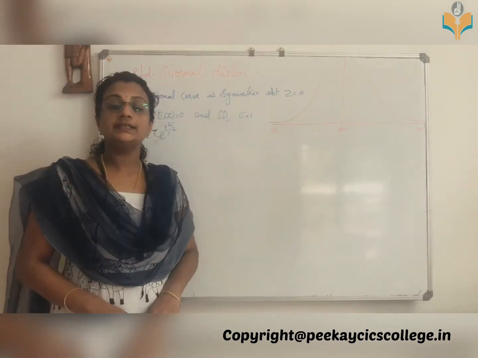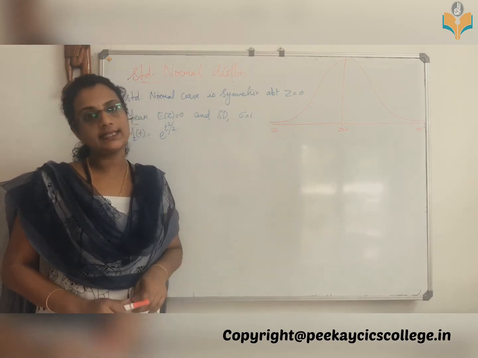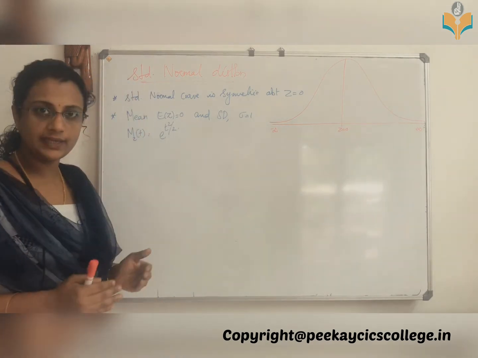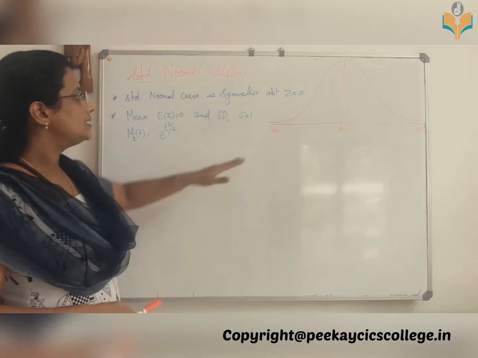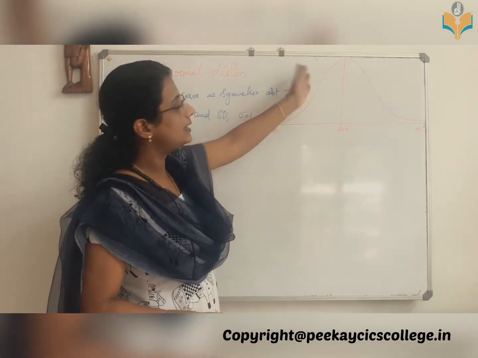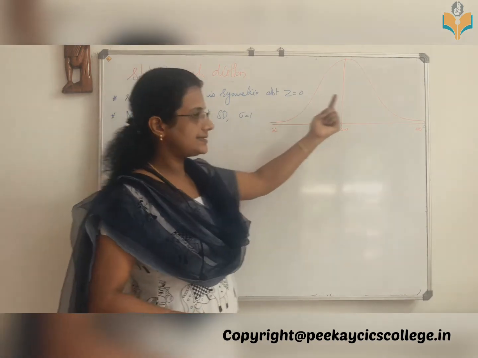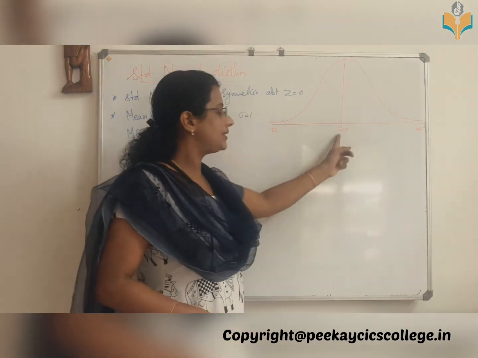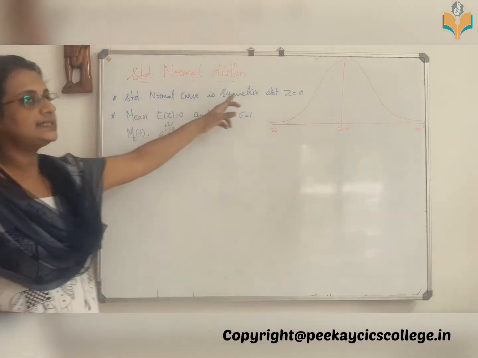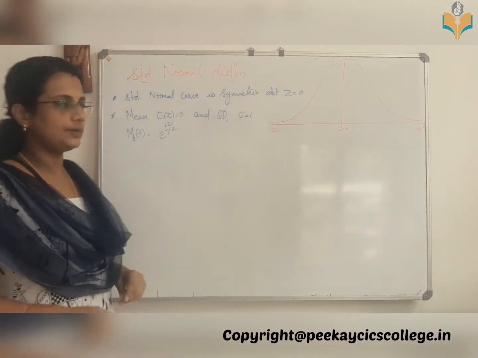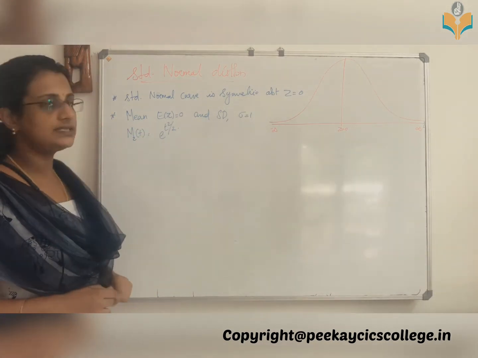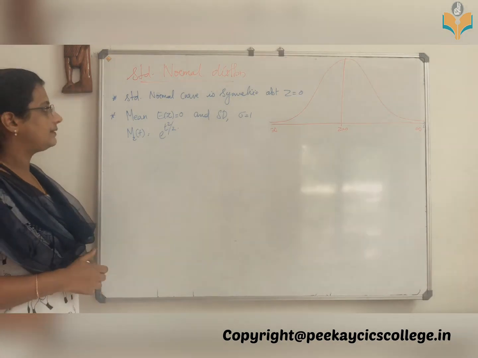Clear? Since the standard normal distribution is an extension of the normal distribution, it possesses all the properties of the normal distribution with mean equal to 0 and sigma equal to 1. So this is the graph of the standard normal distribution, similar to that of the normal distribution. It ranges from minus infinity to plus infinity, and is symmetric about z equal to 0. The standard normal curve is symmetrical about z equal to 0. Mean E of z equal to 0 and standard deviation sigma equal to 1.